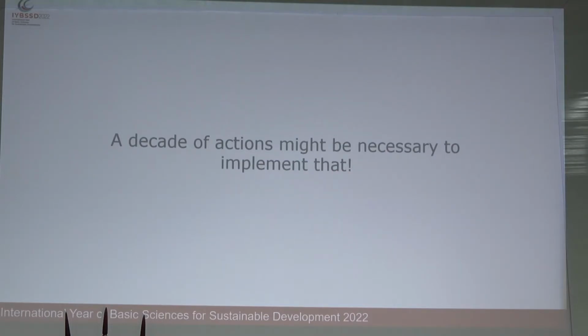And the main point is that perhaps if this international year is an opportunity to give more momentum to some actions some of you had in mind or are already doing, well, we would have reached one of our main goals.